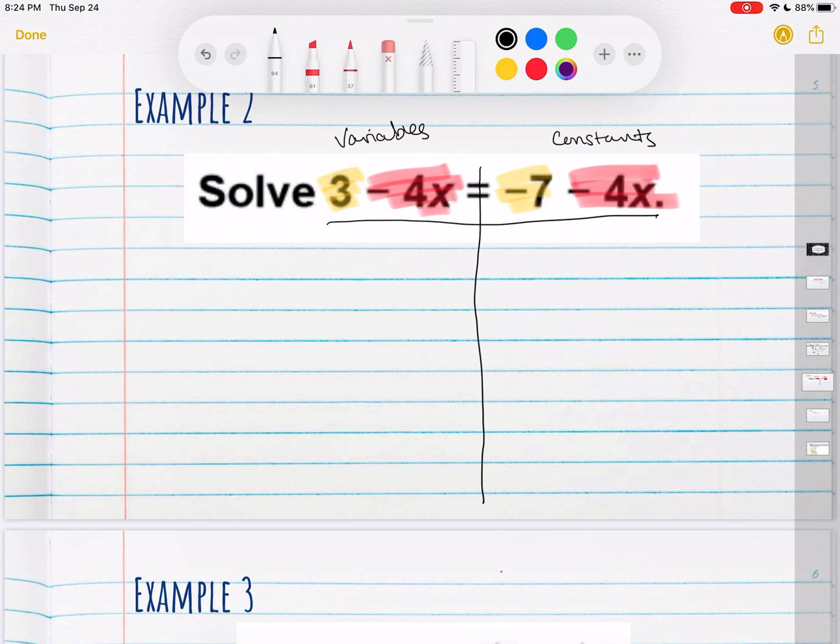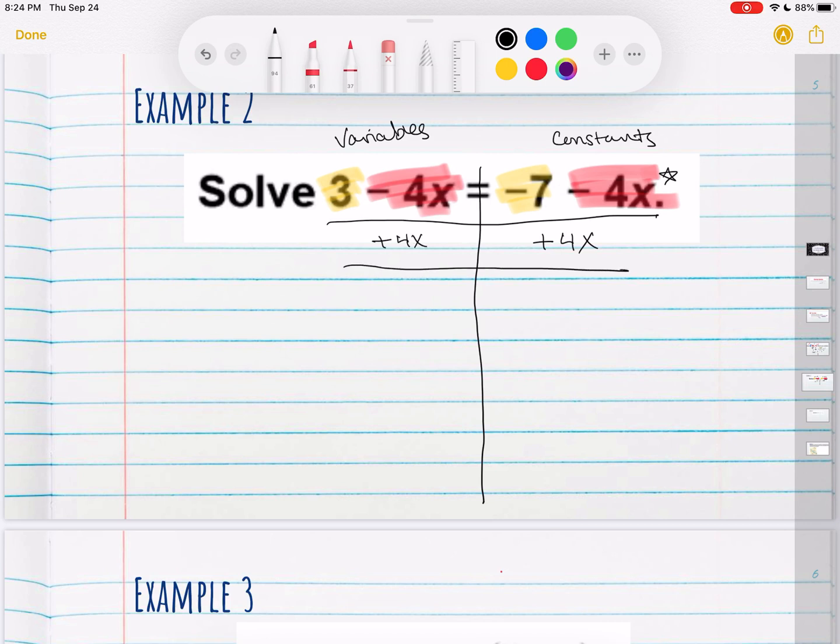So let's work on getting that minus 4x to the left side of the equation, right? So this minus 4x right here to the left side. Well, how do I get rid of that minus 4x? Well, I'm going to add 4x, right? That's going to get rid of that minus 4x on the right side. Whatever I do to the right, I'm also going to do to the left. So I'm going to add 4x to the left.